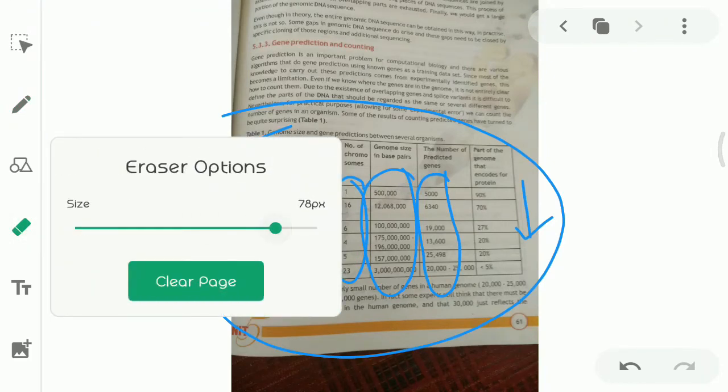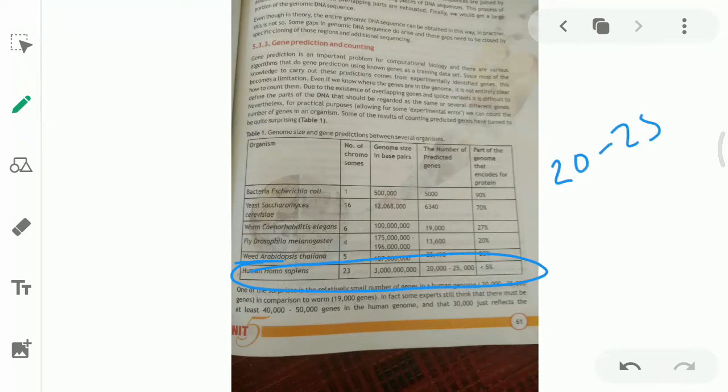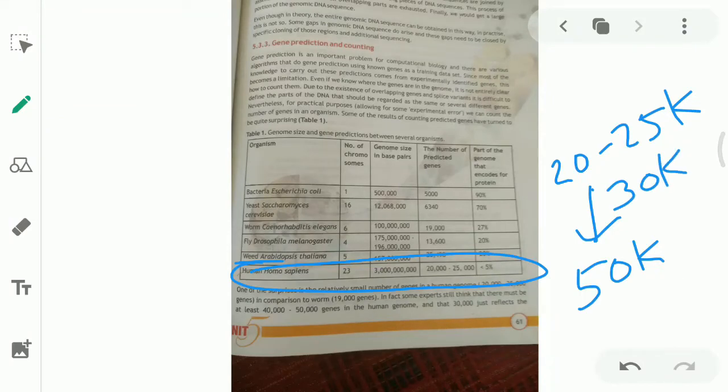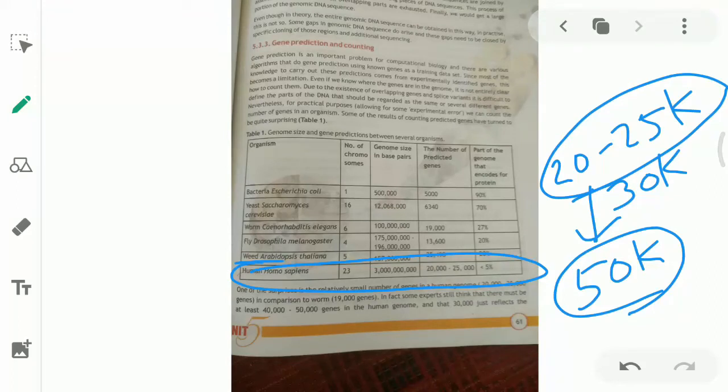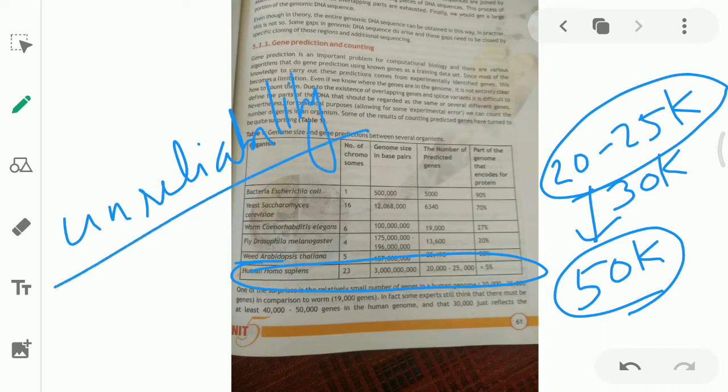Now the question comes here. It says that these predictions are not completely reliable. There is some sort of unreliability. You cannot completely rely upon this. You can take the example of human being. In human beings, there are 3 billion base pairs and 20 to 25 thousand genes are predicted. But scientists think that there are more than 50,000 genes. So there is a difference of almost 30,000, which says that there is some unreliability. Okay, hame pata hai 25k hai, aur agar aap experimentally dekhenge to aapko 26,000 hai. To okay, almost prediction sahi hai, but itna difference hone ke karan kabhi kabhi bolte hai ki there is some sort of unreliability in the in silico prediction.